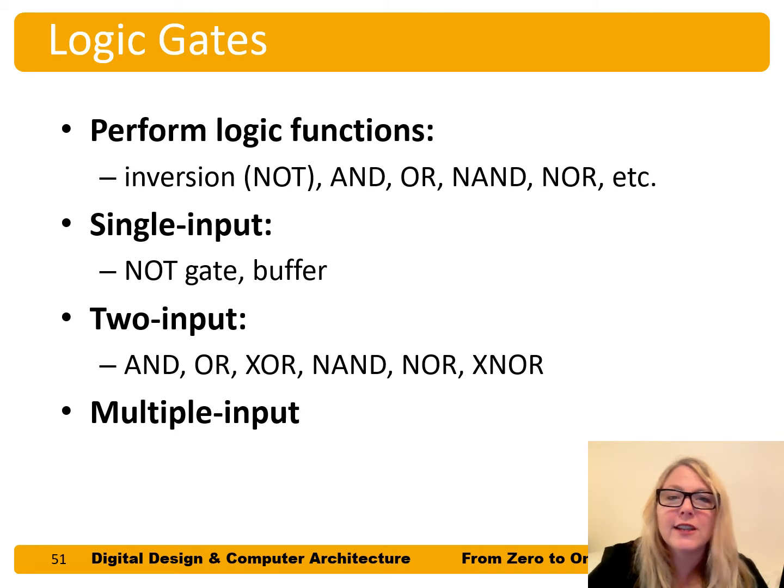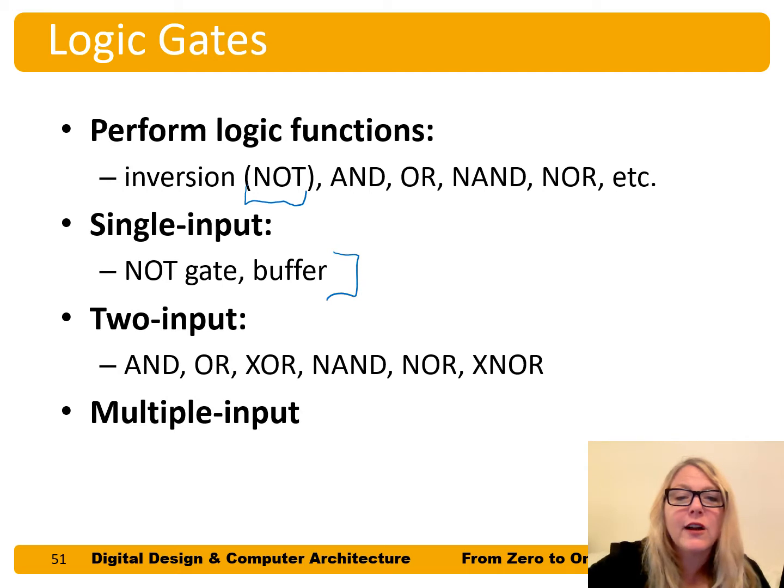Now let's talk about logic gates. So we use logic gates to perform functions: inversion, which we'll also call the NOT function, and AND, OR, NAND, NOR, etc. We'll talk about these functions. We can have single input gates, which are the two types of gates, NOT gates and buffers, or two input gates, or multiple input gates, which are versions of those two input gates.